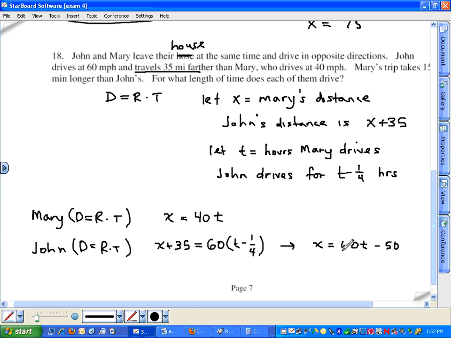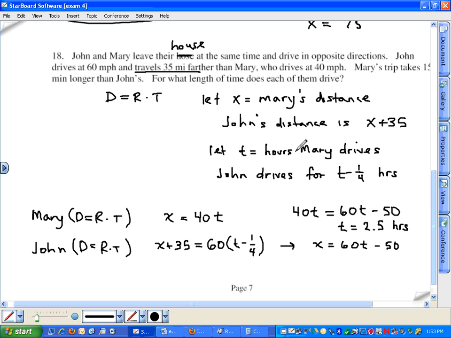So that's what x equals for John. And now if we look up at Mary, her x equals 40t. If x equals 40t, but x also equals 60t minus 50, that means that 40t equals 60t minus 50. If we solve for t in this equation here, we get t is equal to 2.5 hours.